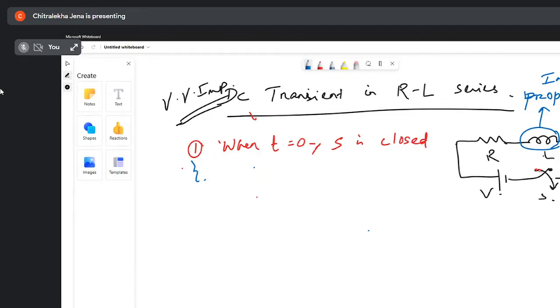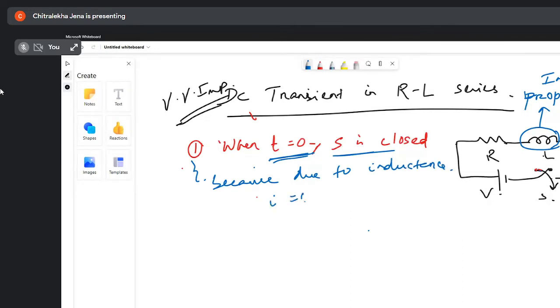Now, at the instant when the switch was not closed, what was the current in the circuit? Listen, all of you carefully. What was the current in the circuit? Current was equal to zero. Now at t equal to 0, when I am closing the switch, due to the property of the inductor, what will be the current in the circuit? Because of inductance, what will be the current in the circuit?